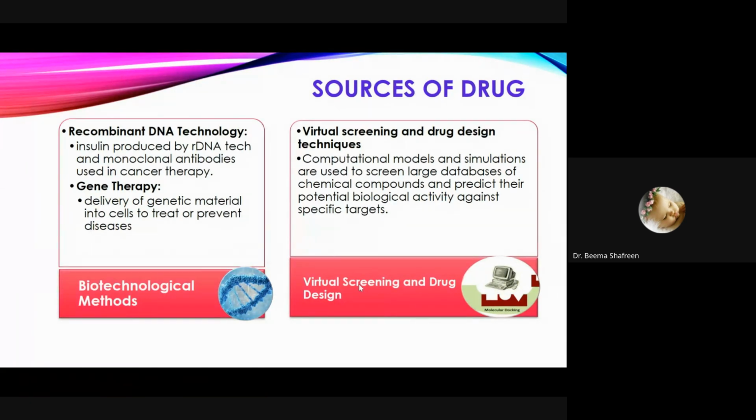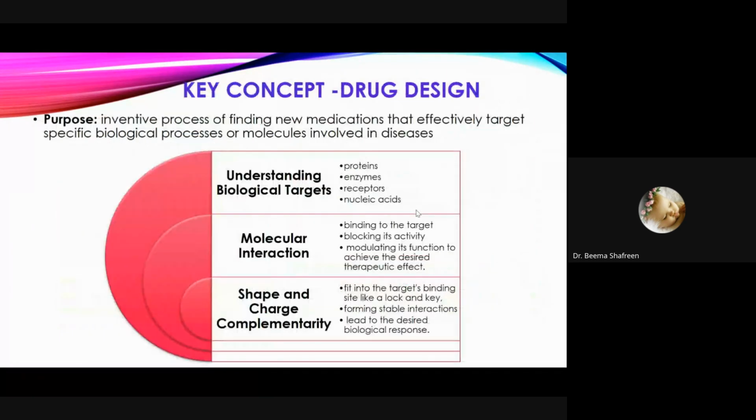We use large libraries of data sets to screen for chemical compounds and predict their biological activity against specific targets. So the key concept for drug designing is to find new medications that can effectively target the biological processes or the molecules involved in the disease. The first concept is the understanding of the biological targets. Here the targets will be proteins, enzymes, receptors and nucleic acids.